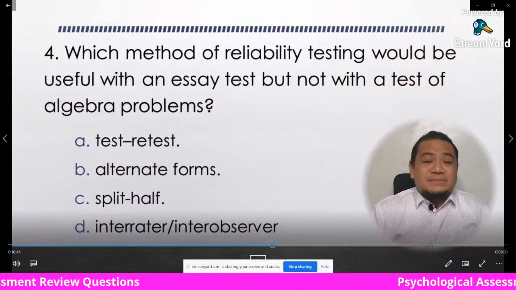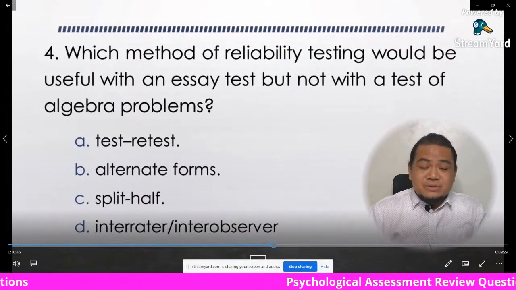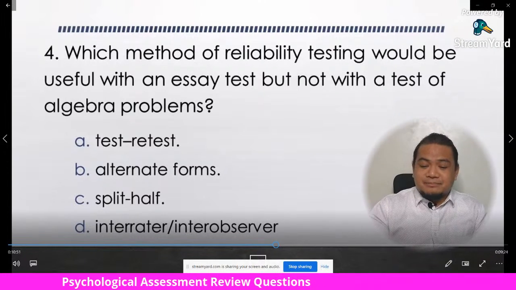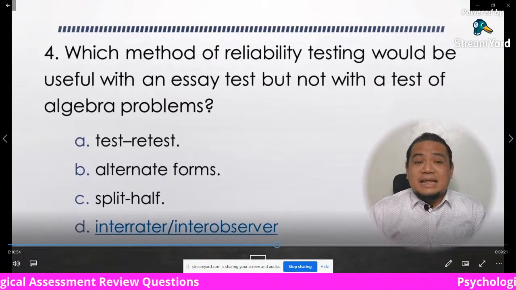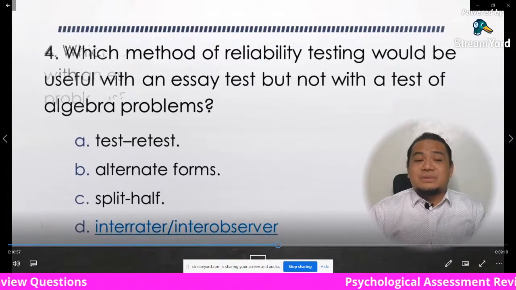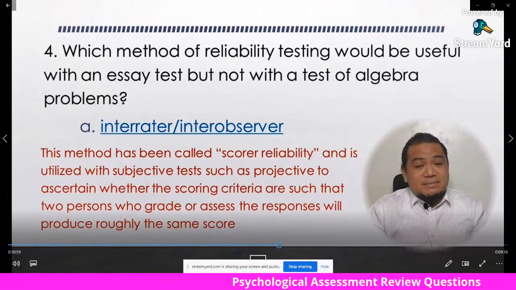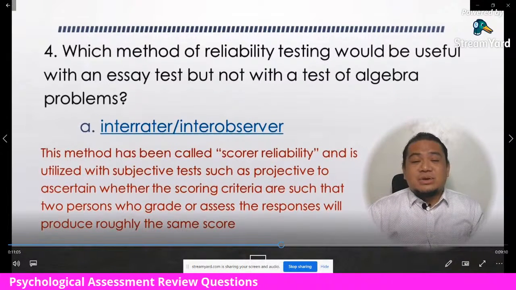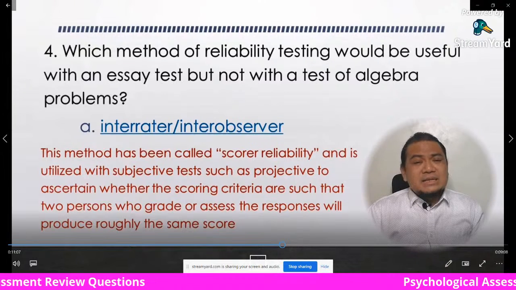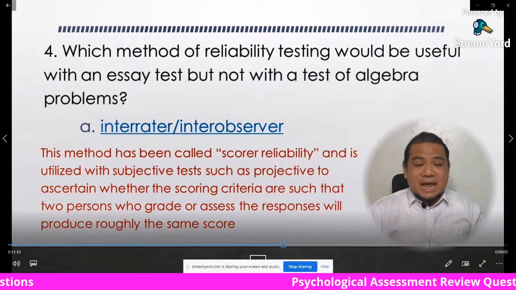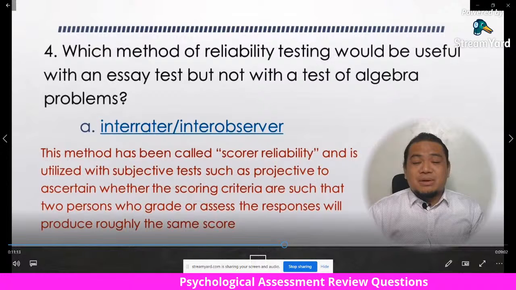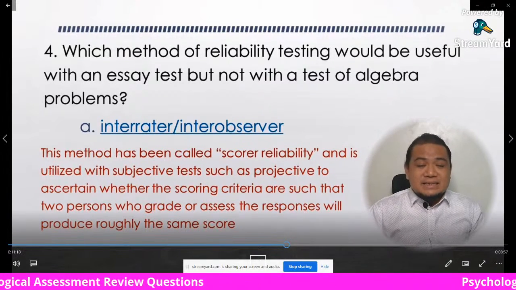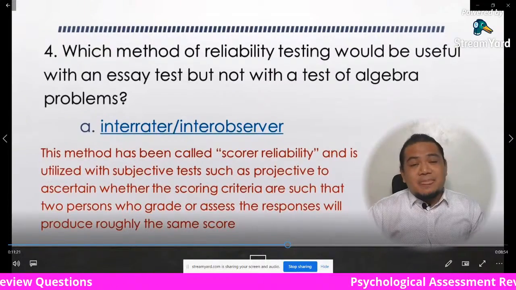Number four, which method of reliability testing would be useful with an essay test but not with the test of algebra problems? And the answer is letter D, inter-rater or inter-observer. Using choice D, several raters assess the same performance. This method has been called scorer reliability and is utilized with subjective tests such as projective to ascertain whether the scoring criteria are such that two persons who grade or assess the response will produce roughly the same scores.